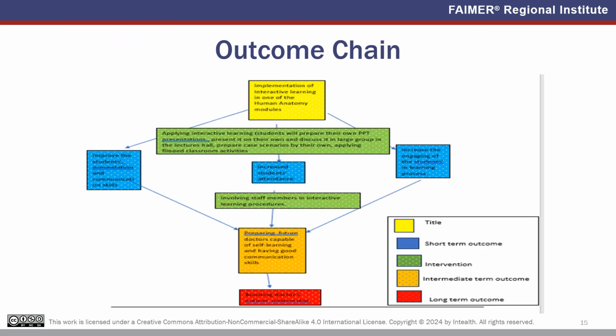This was our outcome chain. We could achieve engaging the students in the learning process. Regarding the students' attendance, we couldn't increase it. Almost the number of students was fixed in all lectures because the attendance was not compulsory, and also our assessments were formative, not summative, so the students attending were the same students every time.